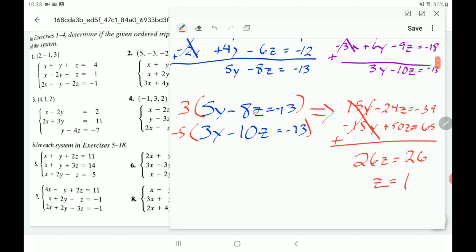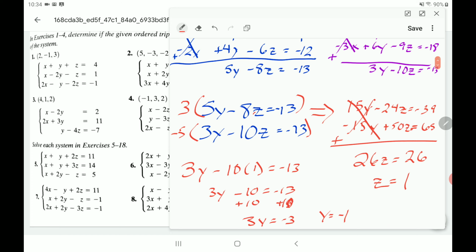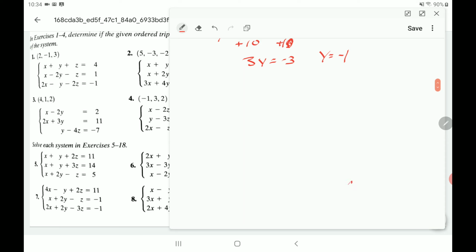All right, so I'm going to put z here. It doesn't matter. Let's use the bottom equation, it seems a bit easier. So 3y minus 10 times 1 equals negative 13. 3y minus 10 equals negative 13, plus 10. That gives you 3y is equal to negative 3, which means y equals negative 1. So far, I don't know what x is, but y is negative 1, z is positive 1, and this is your ordered triplet of x, y, and z.